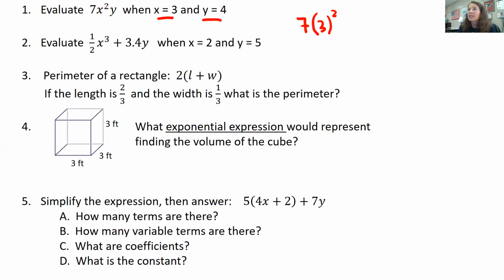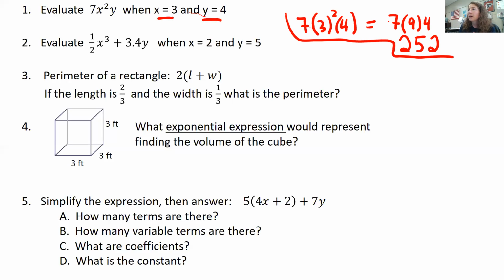So we're going to multiply x squared times y, and this time y is 4. All right, so order of operations tells us to do exponents first. So we're going to square 3 first. So then we're going to get 7 times 9 times 4. And then you can just do that in that order. I'm just going to use my little calculator. So 7 times 9 times 4, and I get 252. All right, let's look at number 2 then.